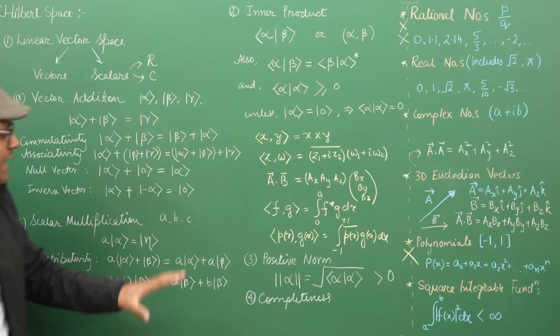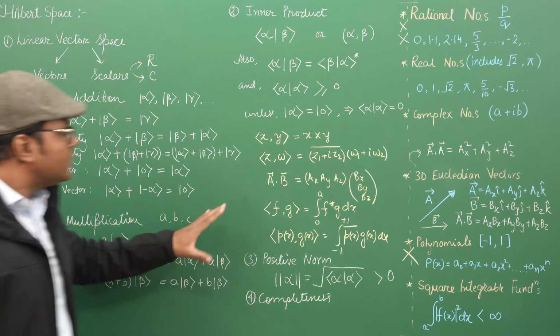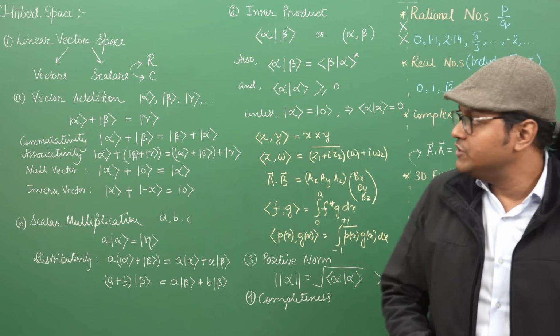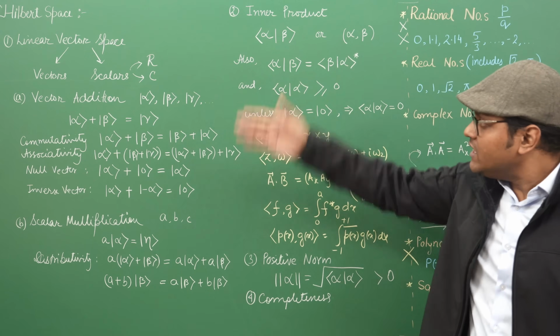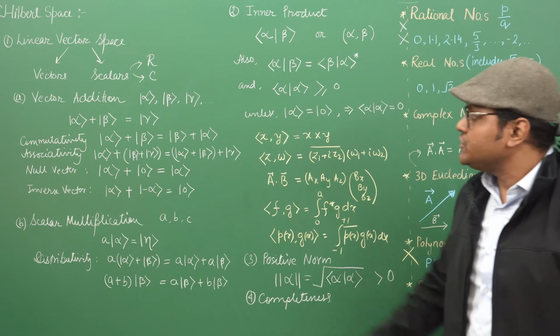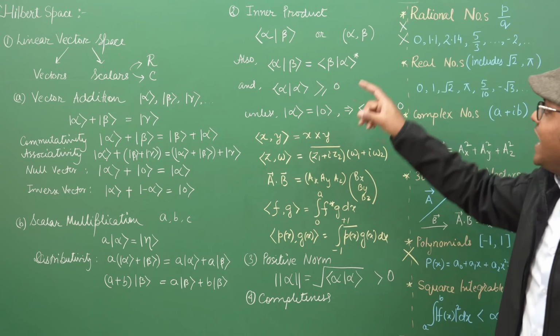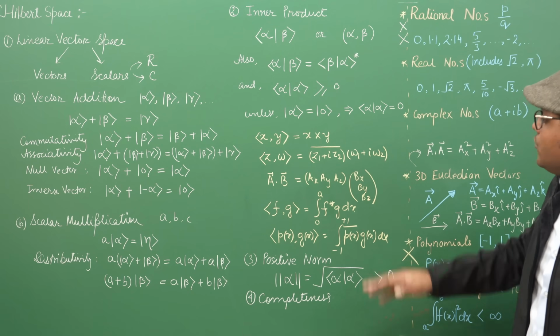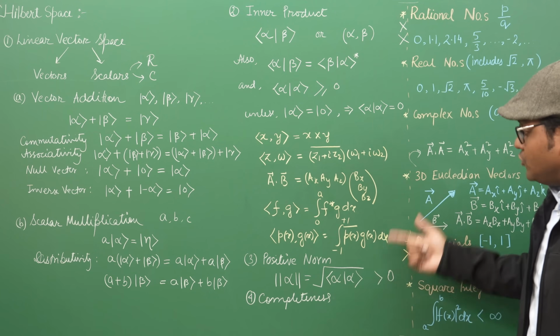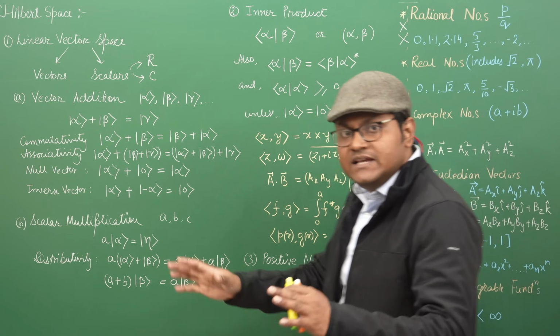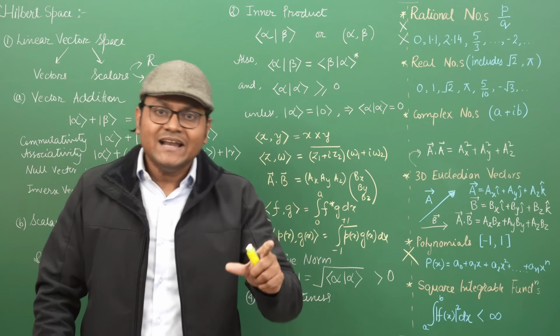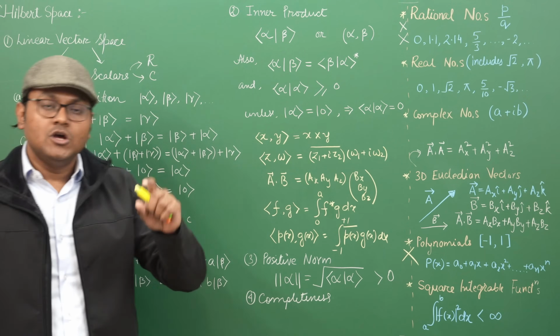Now, these are the main criteria of whether a particular mathematical space is a Hilbert space or not. That it is a linear vector space that satisfies the conditions of closure property with vector addition and scalar multiplication, that it has a well-defined inner product, that it has a positive norm, that it is complete. If these conditions are being satisfied, then that kind of a mathematical space is a Hilbert space.